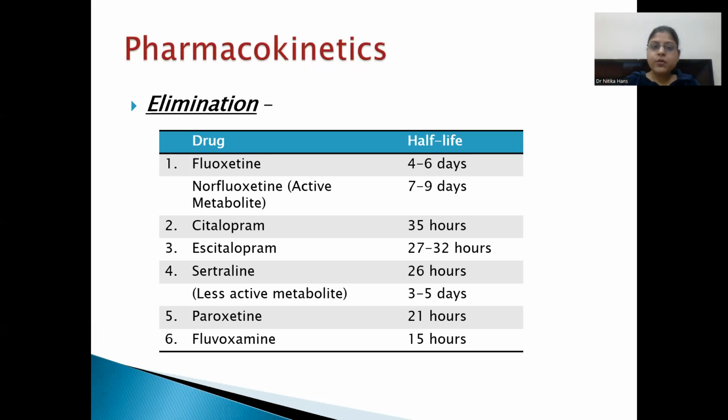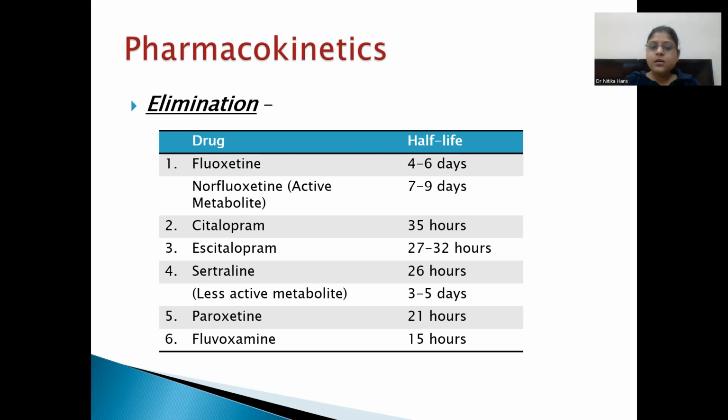Elimination: the half-life of fluoxetine. Fluoxetine is the longest acting drug. Its half-life is 4 to 6 days. Then norfluoxetine, which is its active metabolite, has a half-life of 7 to 9 days. Means the half-life is increased when it is converted to norfluoxetine, which is even longer acting than fluoxetine.